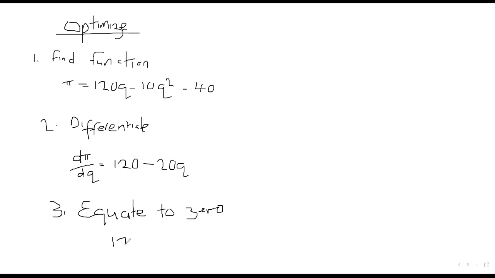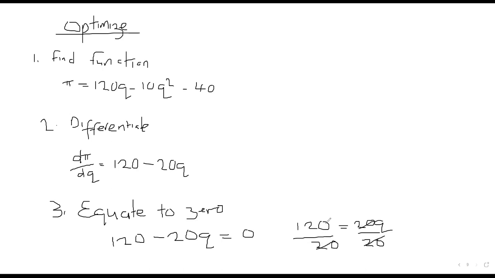So 120 minus 20Q is equal to 0. We're solving for Q. So when this one goes across, we have 120 is equal to 20Q. Meaning, what do we get as our Q? We divide both sides by 20. So this makes our Q to be 6. It should be 6.